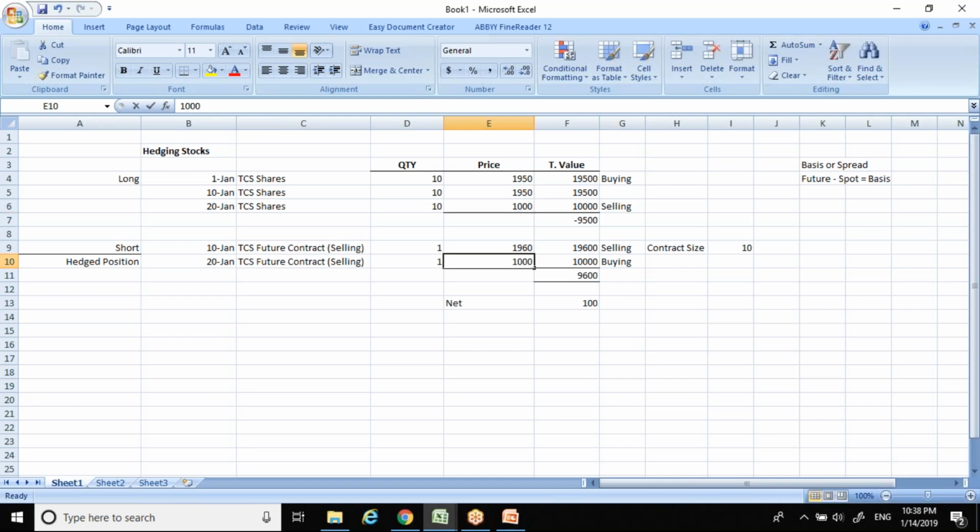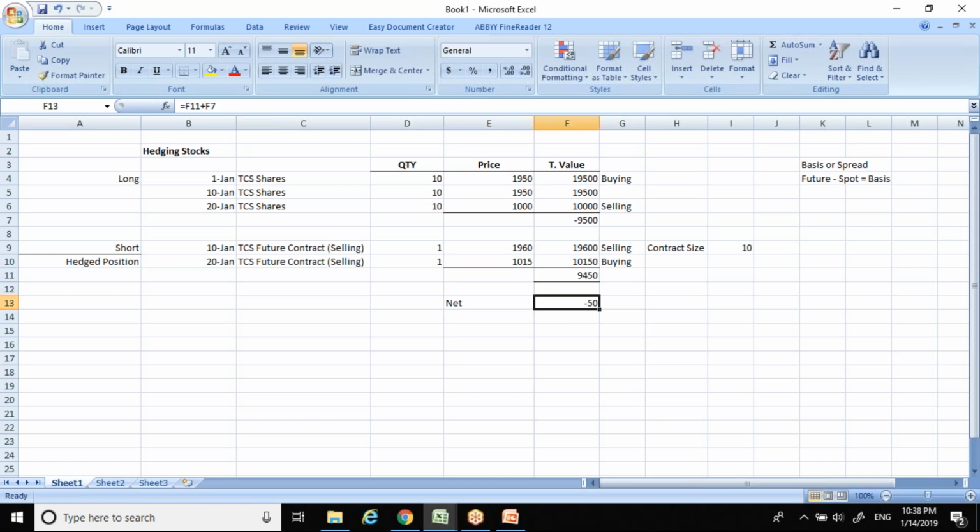If the spread increases to 10, there's still a spread of 10. Now we don't have any profit because initially there was a spread of 10. On the date of expiry, there is a spread of 10. So there is no profit or loss. How about we have more spread? We have 50. Now we have a loss of 50.